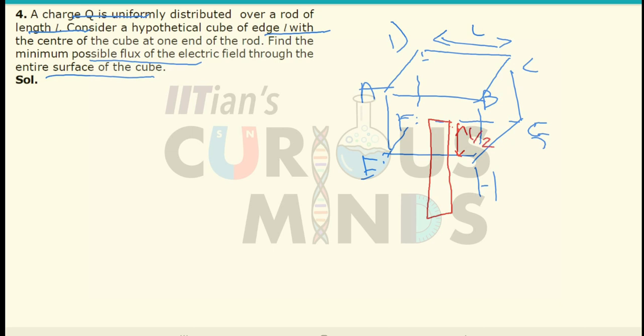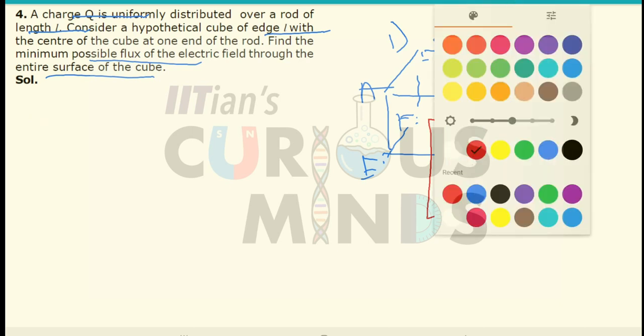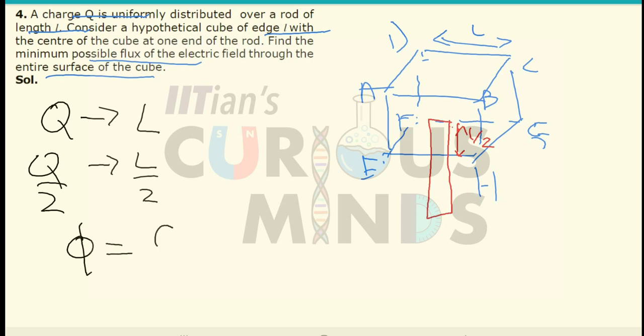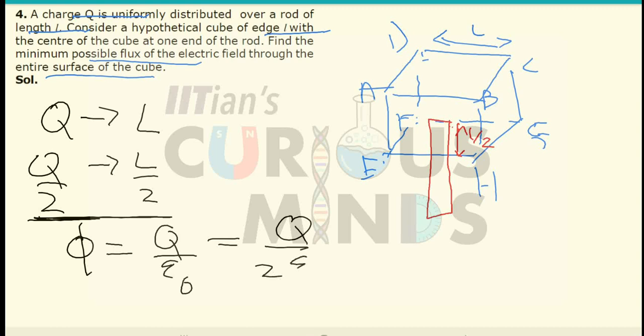When the rod is kept perpendicular, half of the rod is inside the cube and half of the rod is outside. If the total charge of the rod is equal to capital Q for length L, and it is uniformly distributed, then for a length of L by 2 the total charge will be Q by 2. So when only half of the charge is inside, the flux will be equal to Q divided by 2 epsilon naught. This is the minimum flux passing through the cube.